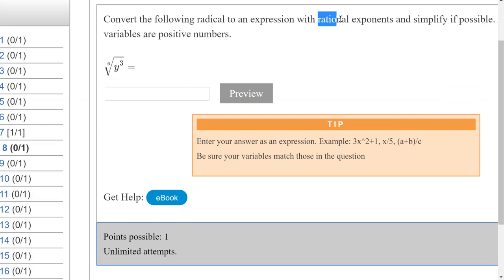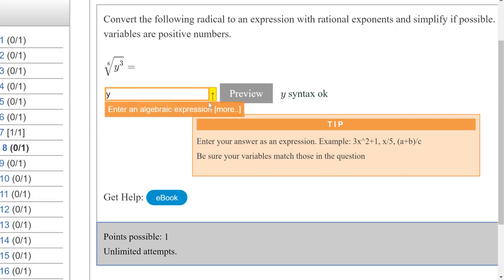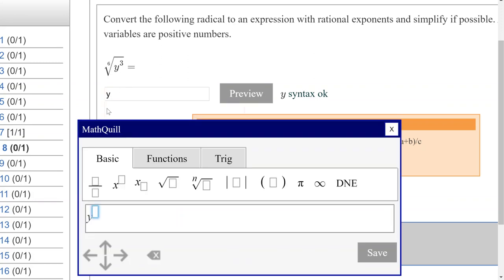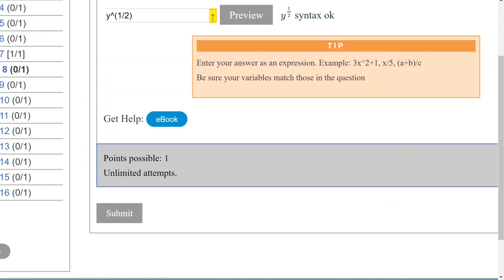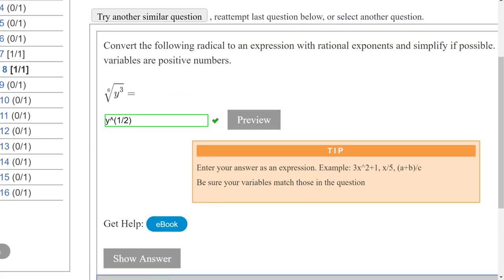And the computer's not a person, right? So it needs to have it programmed in a certain way. So go from radical form to rational exponent form and simplify if possible. So what we want to write is y to the, not 3/6, because we can simplify 3/6. 3/6 is 1/2. Save, that's what I want to enter. I'm going to hit submit, and we did great.